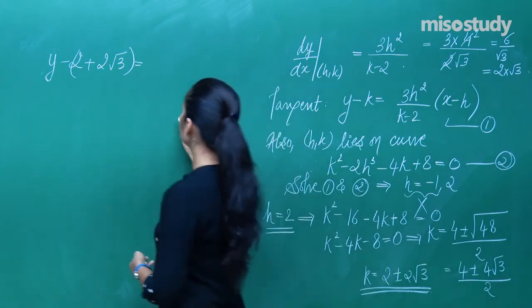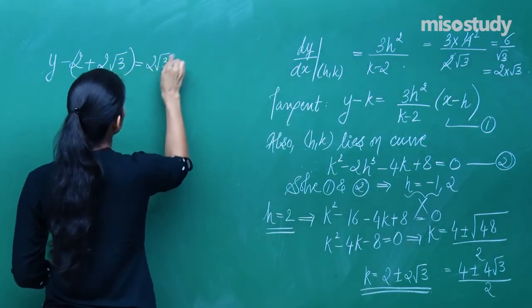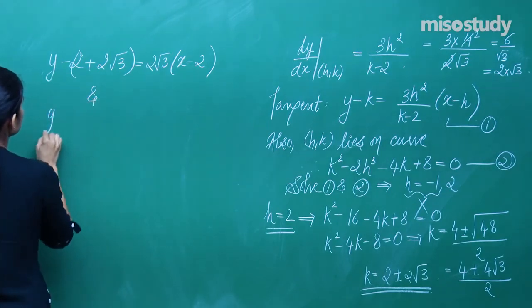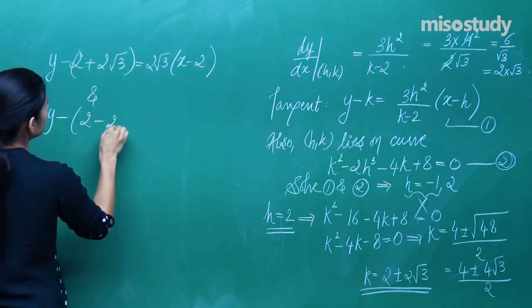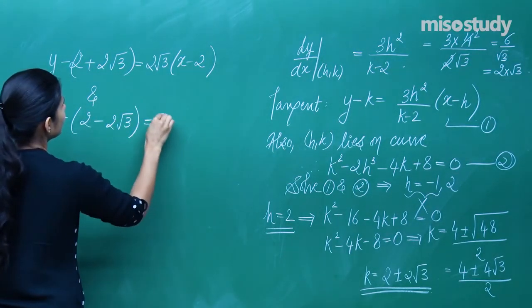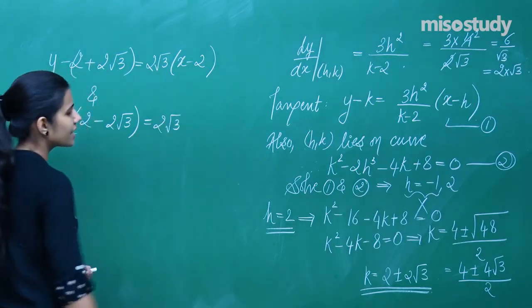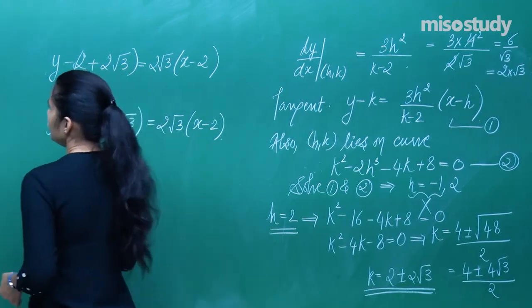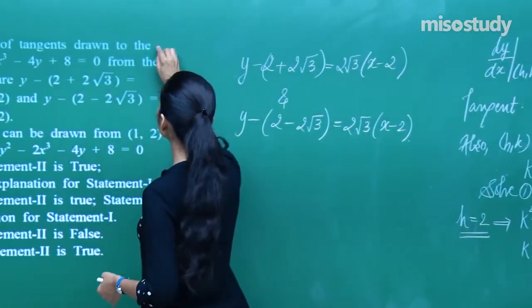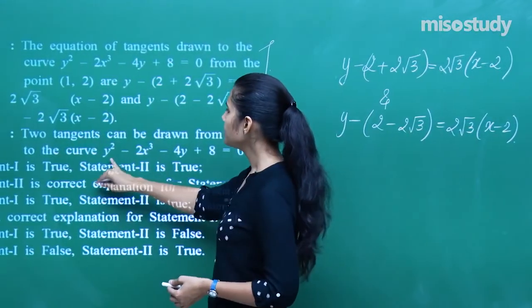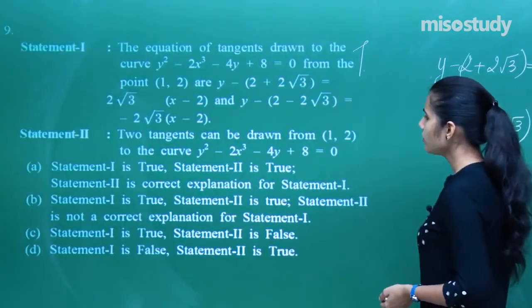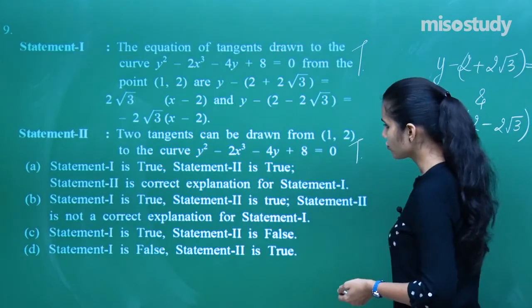So you get m, that is 2 root 3, times x minus x1. And another tangent is y minus (2 minus 2 root 3). This is the value of k, another one. Corresponding to it, again you get the slope 2 root 3 into x minus 2. So yes, these two are definitely the equations of the two tangents, and statement 2 says that two tangents can be drawn from 1 comma 2 to this curve. So yes, this is also true.